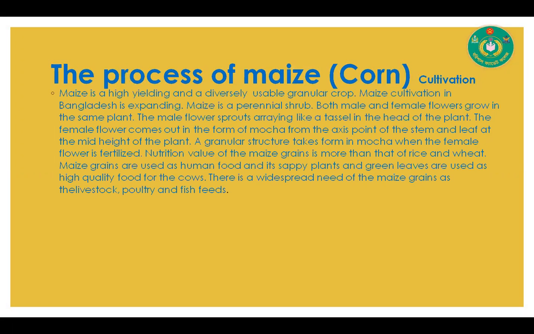The female flower comes out in the form of a mosa from the axis point of the stem and leaf at the mid-height of the plant. Grains take form in the mosa when the female flower is fertilized. The nutrition value of maize grains is more than that of rice and wheat. Maize grains are used as human food, the plants as shade plants, and green leaves as high quality food for the cows. There is a widespread need for maize grains as livestock, poultry, and fish feed.